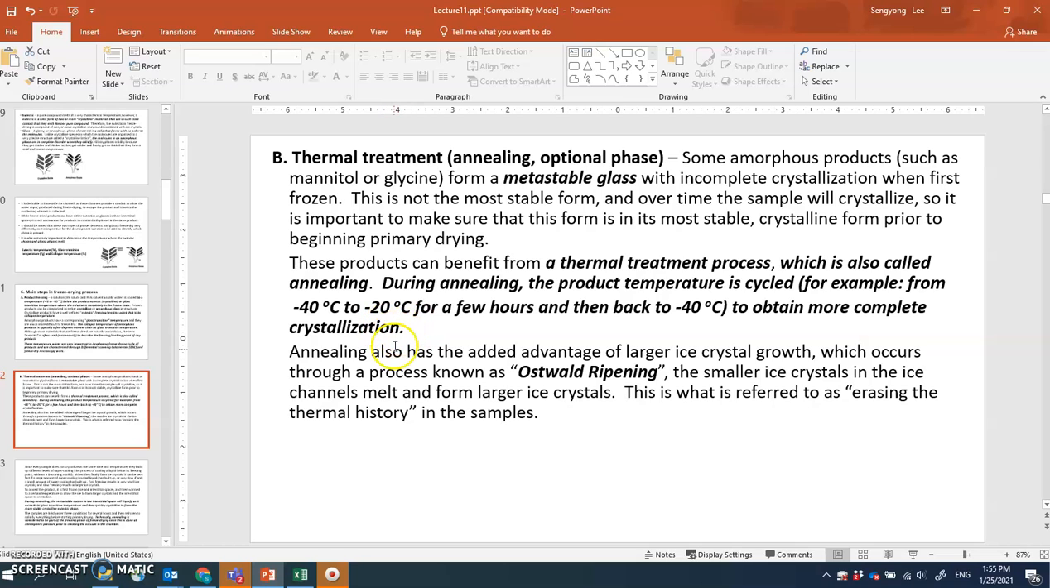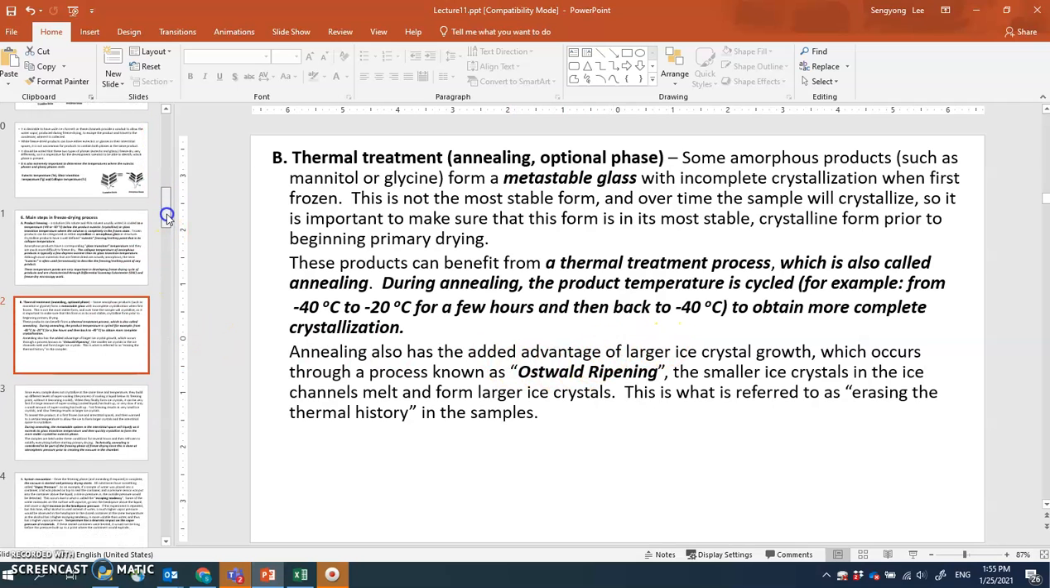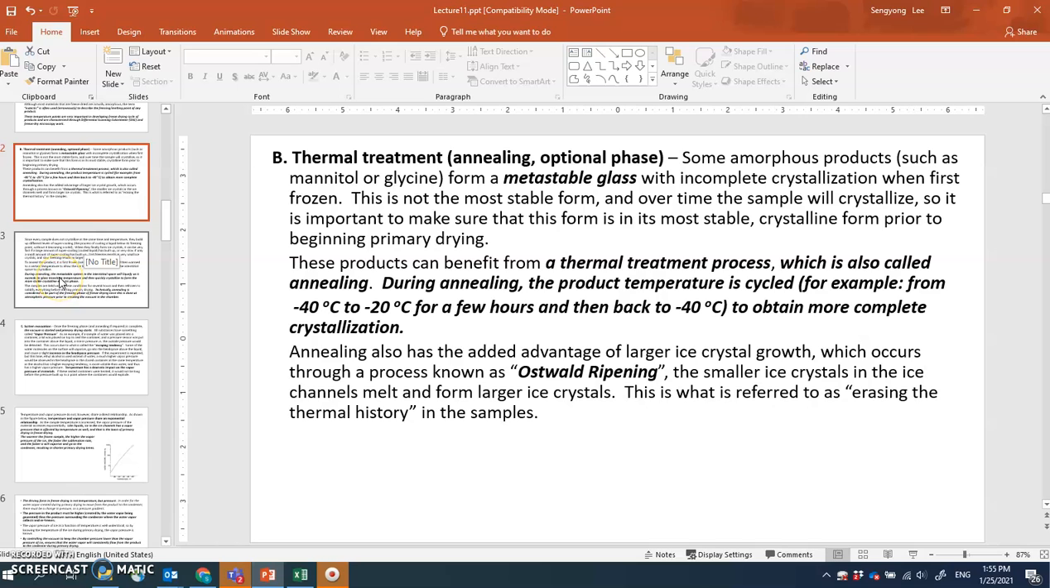Okay, so when you do that, then you can get a better crystallization of your drug through a process called Ostwald ripening. That's when small ice crystals in the ice channel melt, and then are frozen again. When frozen again, they can form a large cluster of crystal. So by doing so, you can get a better crystallization of your drug. That's what annealing is for: developing a larger crystal through a process called Ostwald ripening. Okay, so that's what happens during the thermal treatment or annealing process.